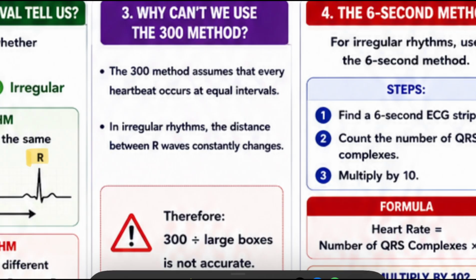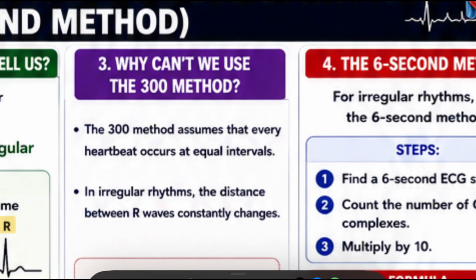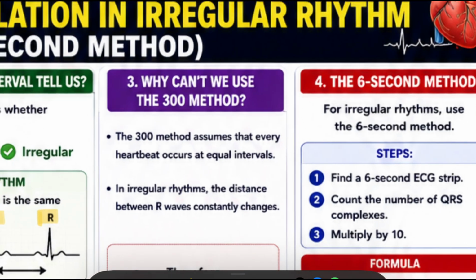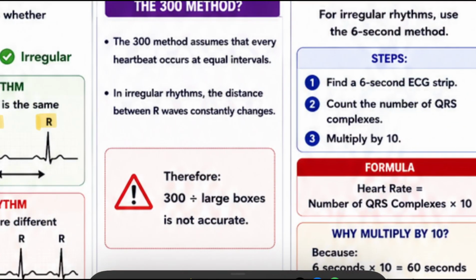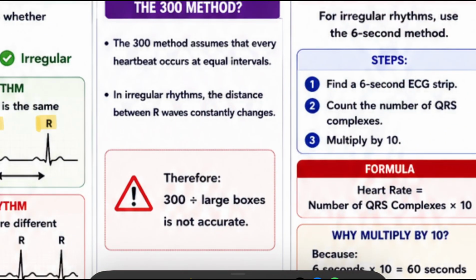The 300 method assumes that every heartbeat occurs at equal intervals. In irregular rhythms, the distance between R waves constantly changes. So 300 divided by large boxes is not accurate. That's why we have to use the 6-second R waves method.